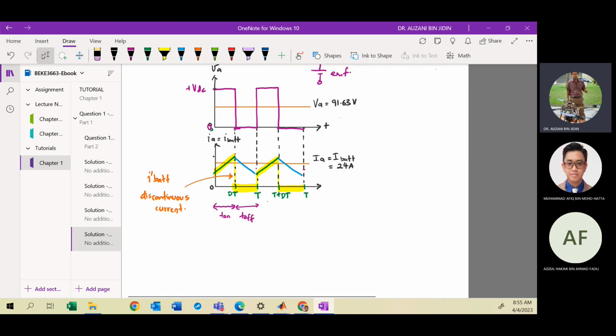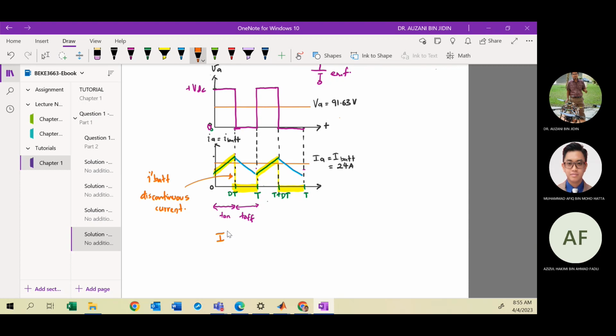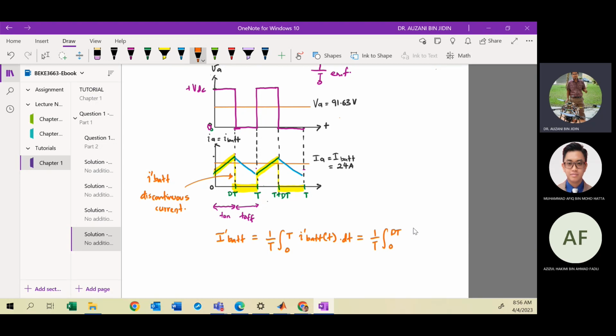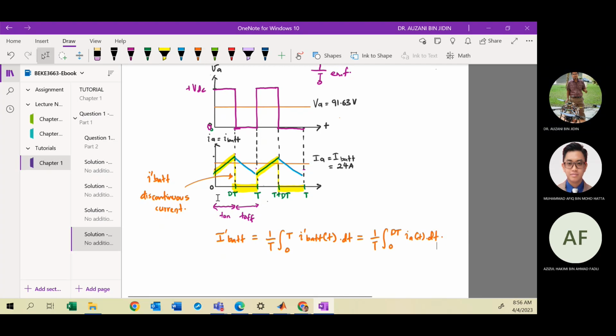Okay, how to calculate the average of I battery prime? In order to calculate the average component of the battery current, you can apply this equation. You integrate from 0 to T the I prime battery with respect to time. Actually, you just integrate from 0 to DT, because from DT to T the current is 0.